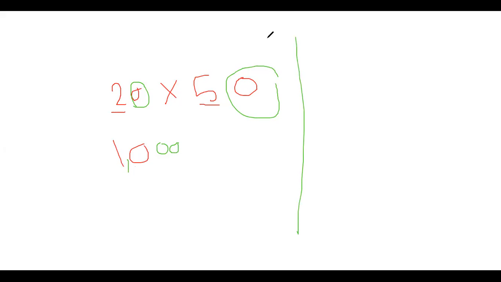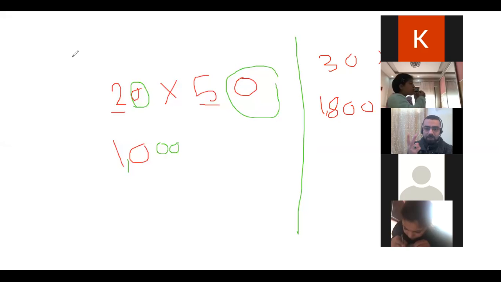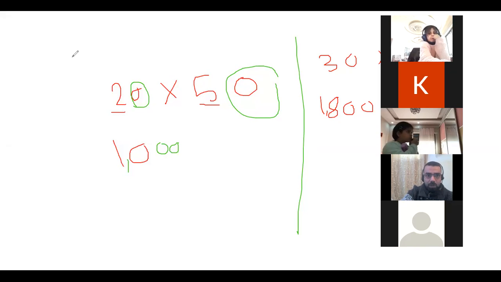Another example. Suppose I told you to multiply 30 times 60. So what we will do, multiply the non-zero digits. 3 times 6 equals 18. Now we have 2 zeros, 1 zero here and 1 zero here. So we'll put them here and the answer is 1800. That's it, the same as before. We just multiply the non-zero digits and then we count how many zeros we have and put them. Do you have any problem with this one, everyone?